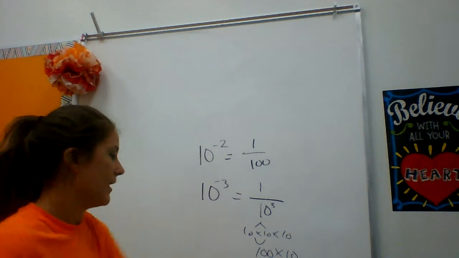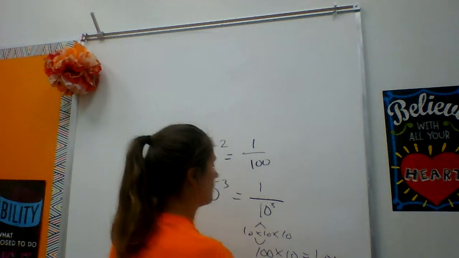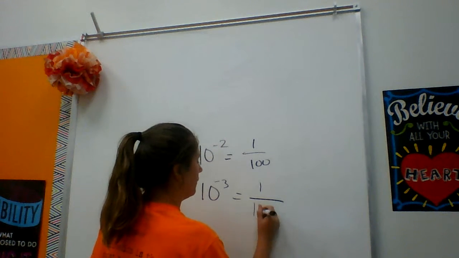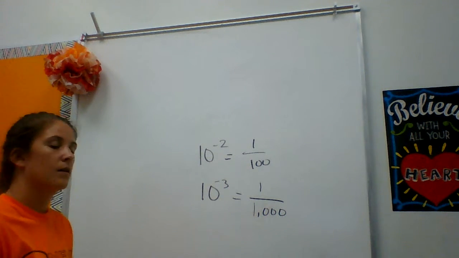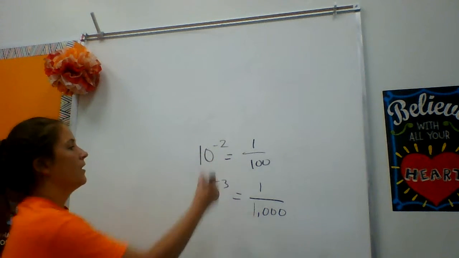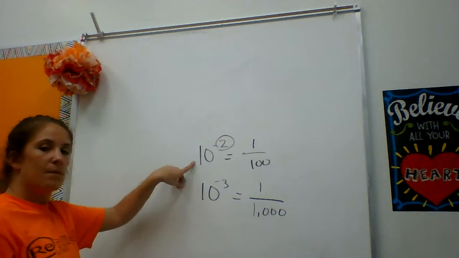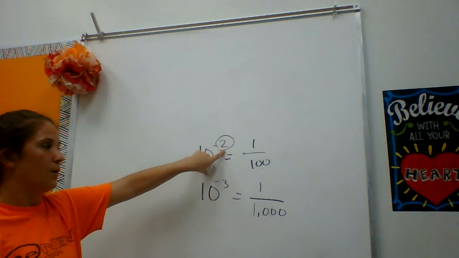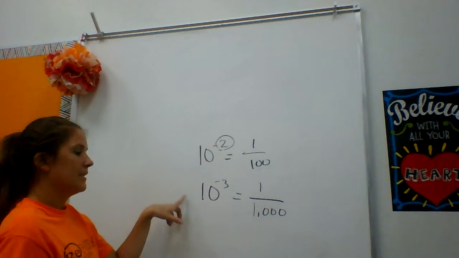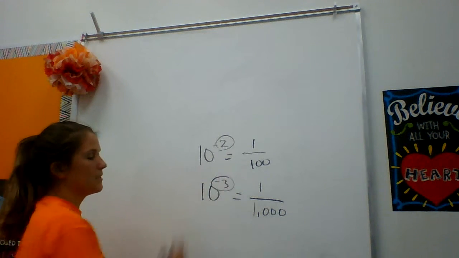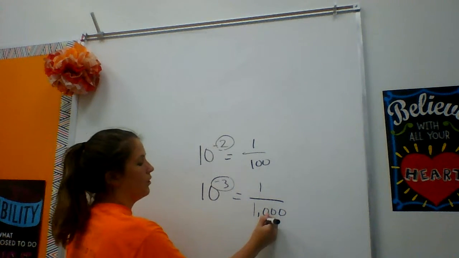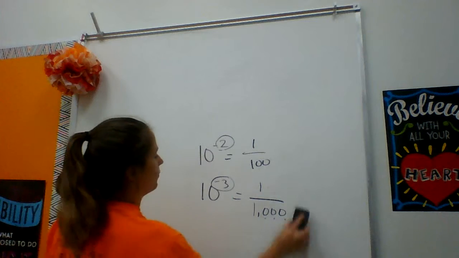And 100 times 10 is 1,000. So I know that 10 to the negative third is the same as 1 over 1,000. Similar things are happening here. My exponent is negative, which means I have a fraction. Because my base is 10, I can look at my exponent. That tells me I will have 2 zeros, and it will also be a fraction. 10 to the negative third, the negative exponent tells me it will be a fraction. My numerator is 1. The exponent tells me how many zeros I will have. 1, 2, 3.